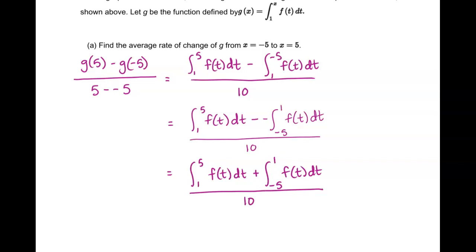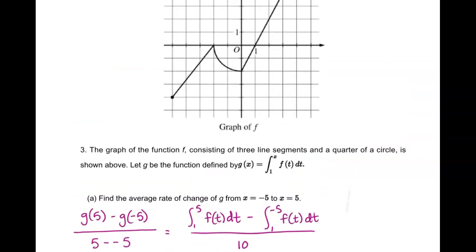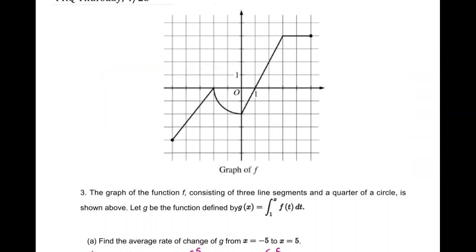I have no idea what the equation for f is, or if there really is one. It looks like it would definitely have to be piecewise, but I have the graph and I can find areas. So if we look here, the integral from 1 to 5 of f of t dt, so we start here, go to here.